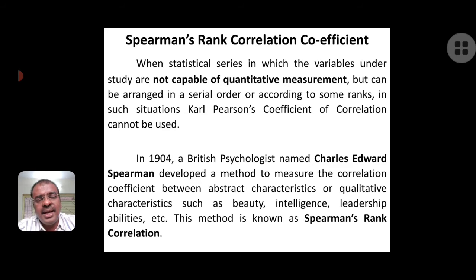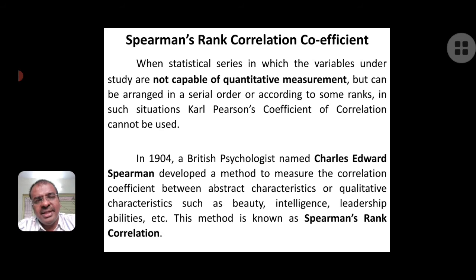So in 1904, a British psychologist named Charles Edward Spearman, I repeat, Charles Edward Spearman was a British psychologist who developed a method to measure the correlation coefficient between abstract or qualitative characteristics. For example, it could be beauty, intelligence, leadership abilities, etc. So this method is known as Spearman's rank correlation.